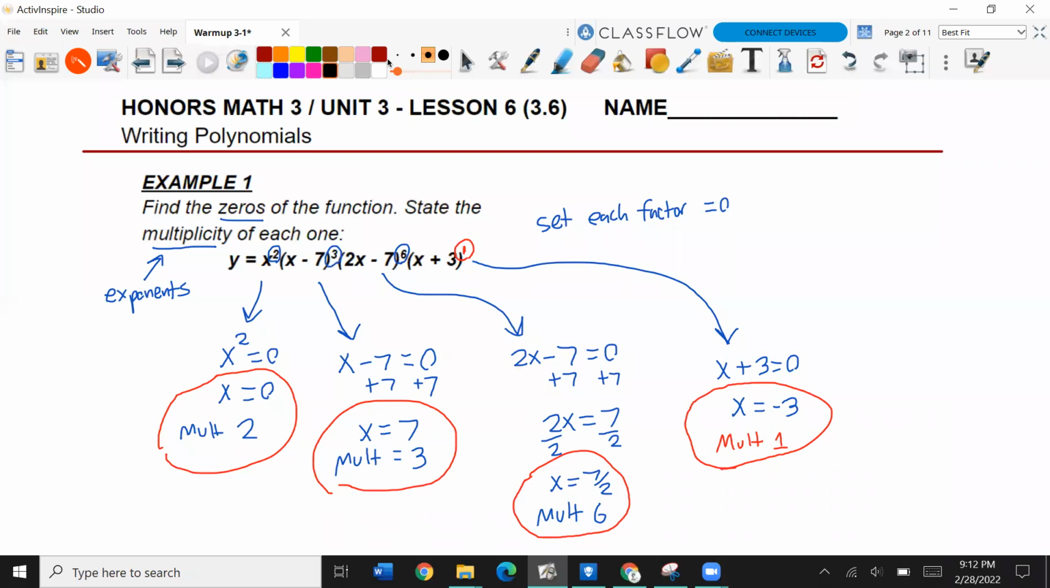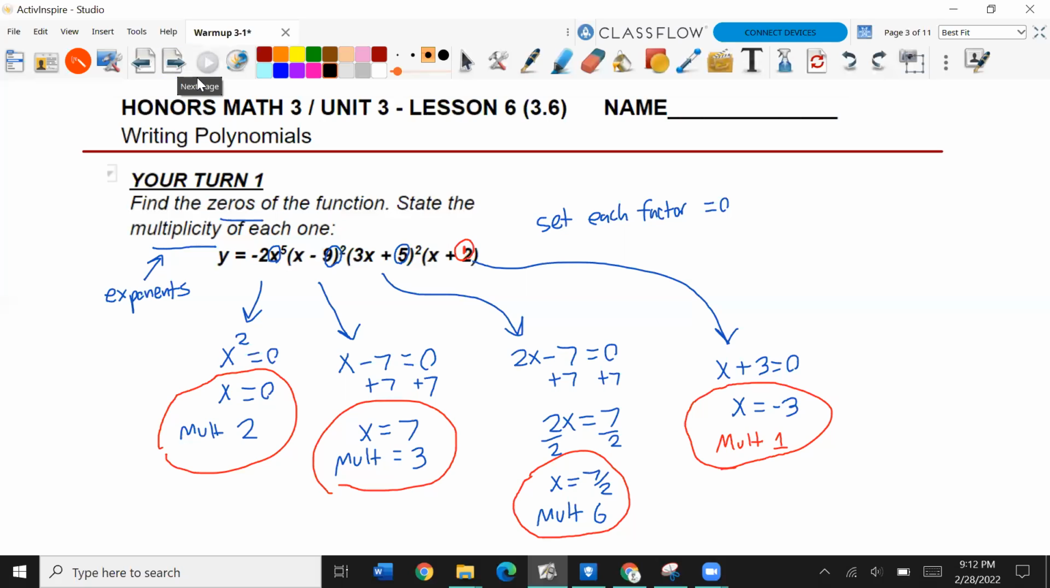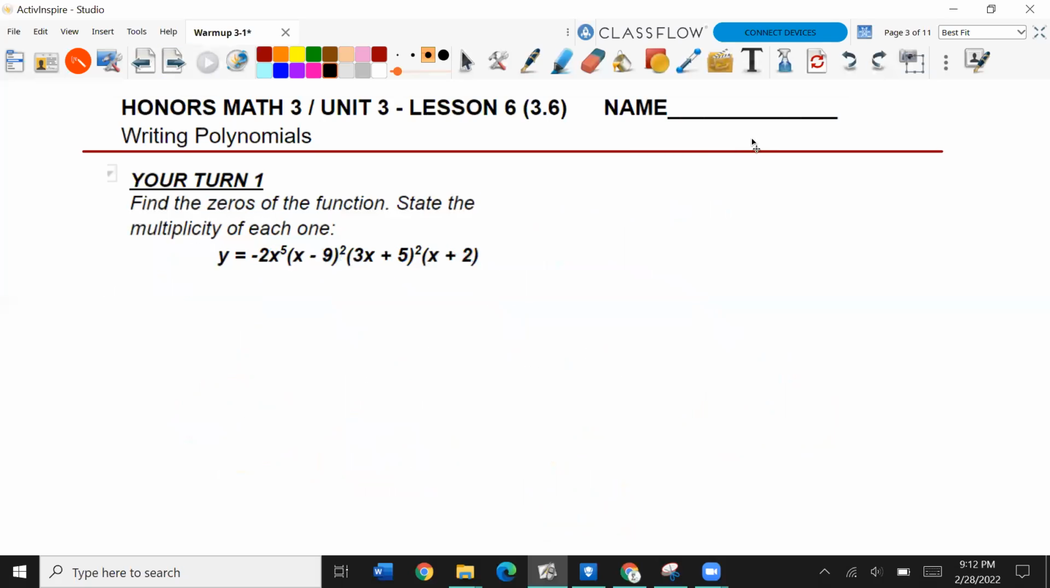And then I want you to try the next example. Let me clear these annotations. So I'm going to pause the video. And you're going to try this on your own. Pause the video, try this on your own. You can check my solutions in just a minute.